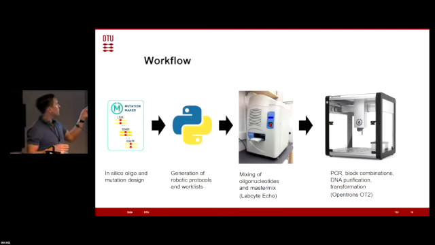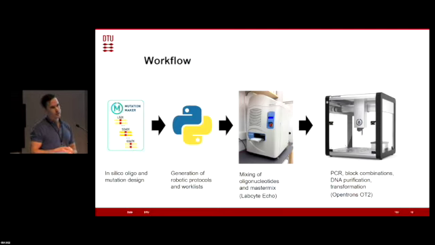So you just plug in the Excel sheet that comes from the Mutation Maker into this Python executable, and that will spit out the workflows for the different robots. The workflows are, so we have an Echo, and that will do the combinatorial mixing of the oligos and load the master mix into the PCR plates. And then we run everything downstream of that.